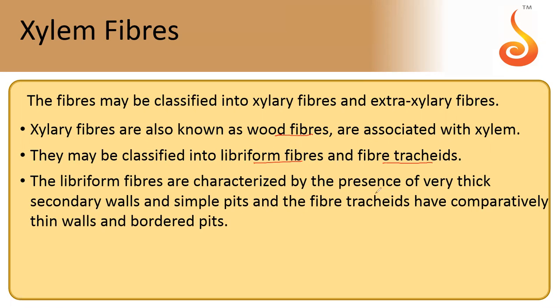Libriform fibers are characterized by the presence of a thick cell wall and simple pits. Simple pit means they don't have any border surrounding it. It's just a pore without the lignin. The fiber tracheids are comparatively thinner with bordered pits. There's a pit surrounding which there's a thinner deposition of lignin. That's called bordered pits.